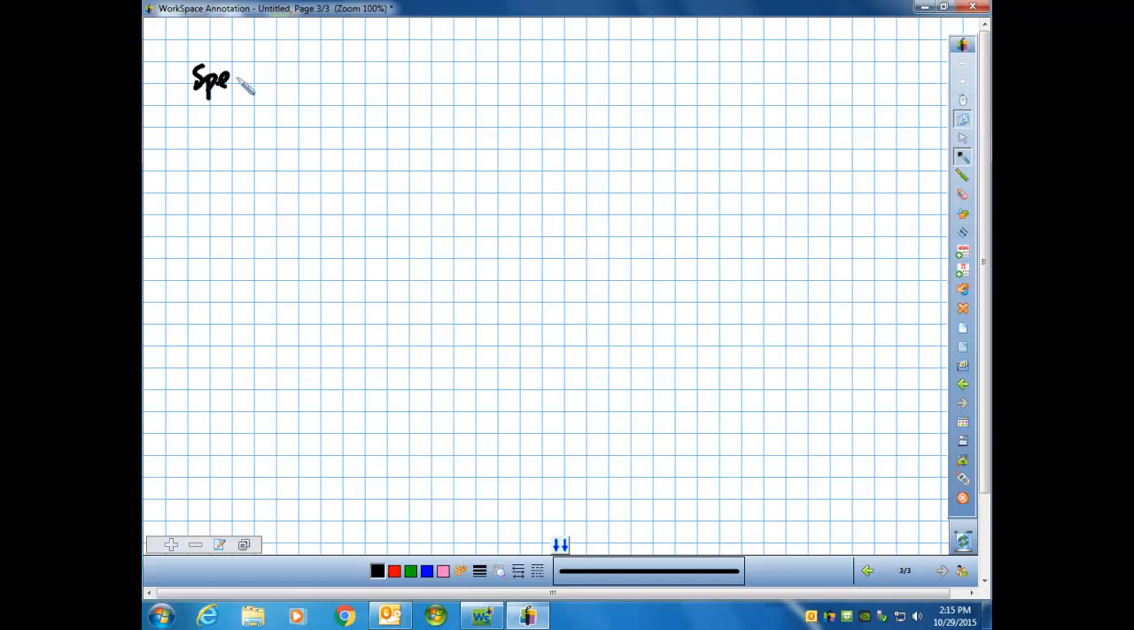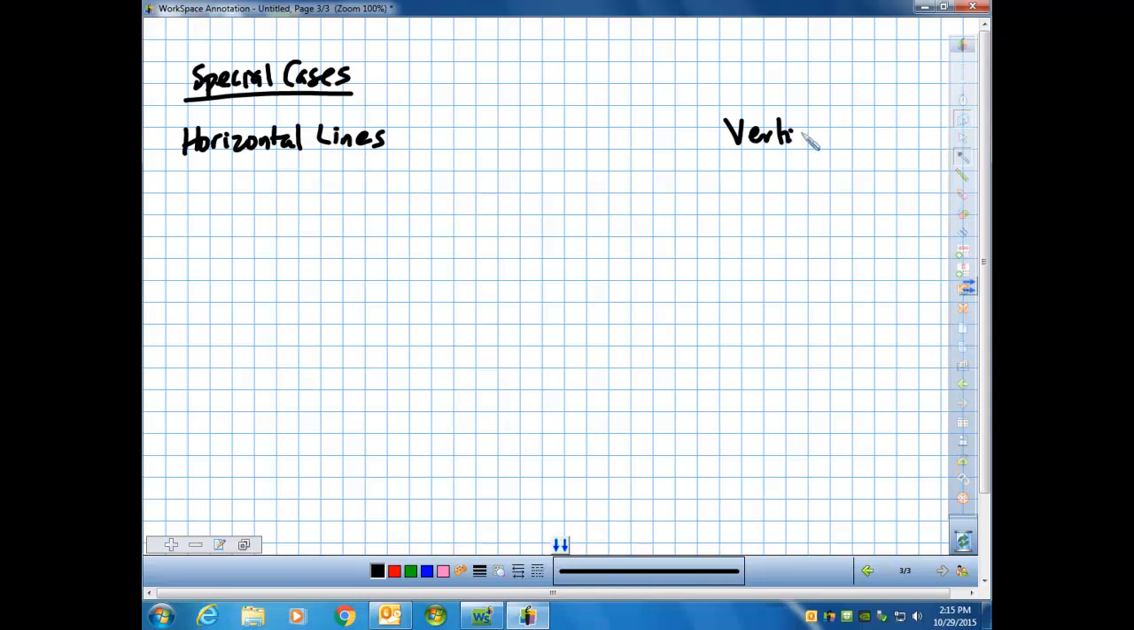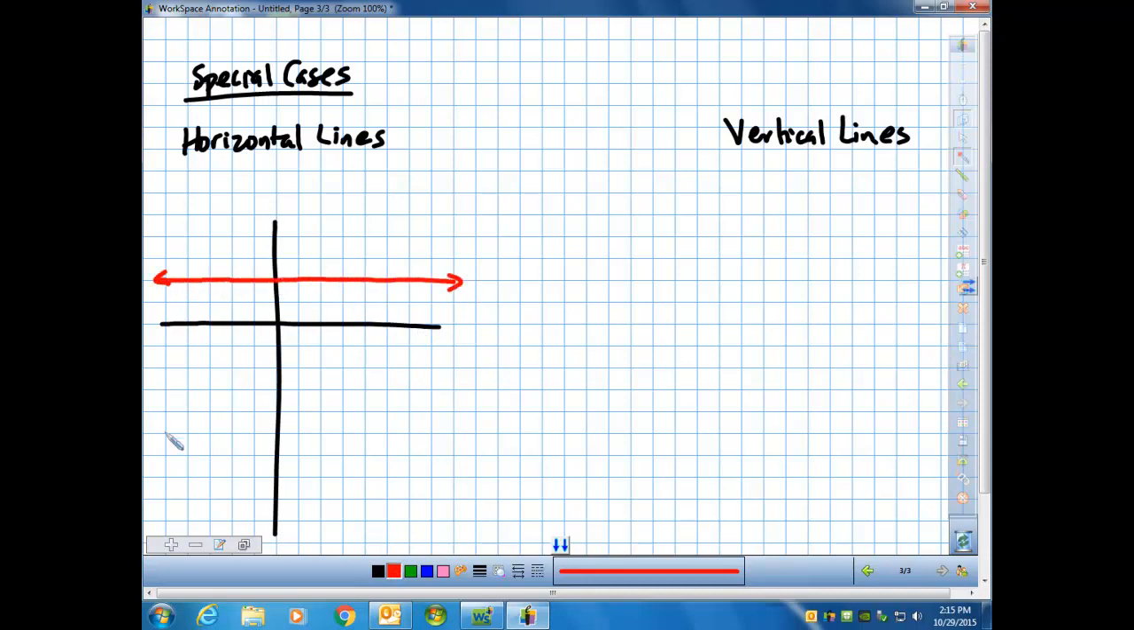So, special cases. I put this on graph paper because I think special cases are best to understand when you graph them. So in my opinion, there are two special cases when you're graphing lines. Most lines are diagonal, but you've got horizontal lines and you've got vertical lines, and the slopes of these lines sometimes are confusing to people. So if I was to graph a horizontal line, it can be any horizontal line, any line that crosses the y-axis. What is the slope of that line?